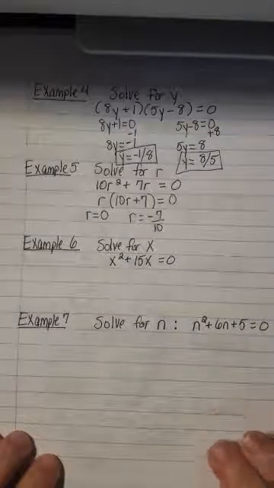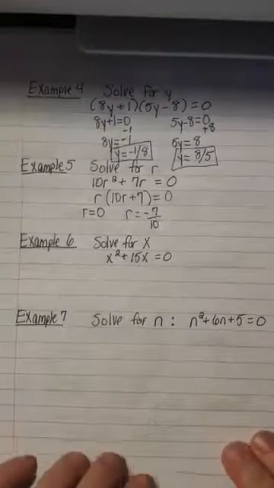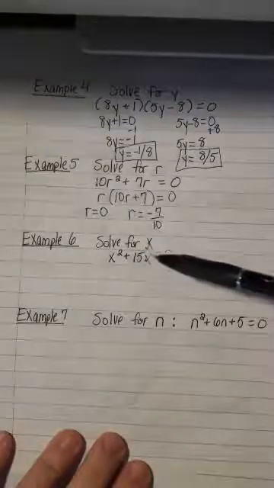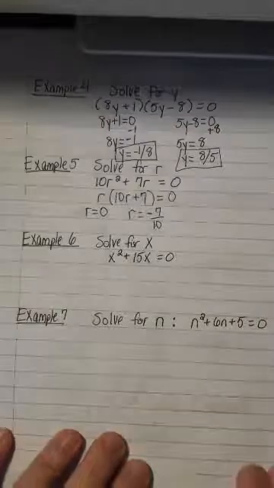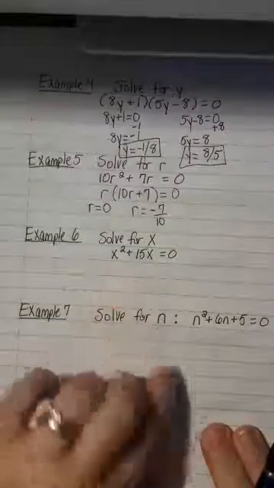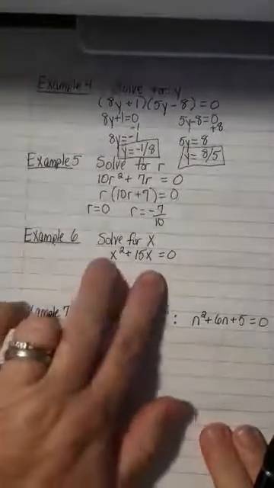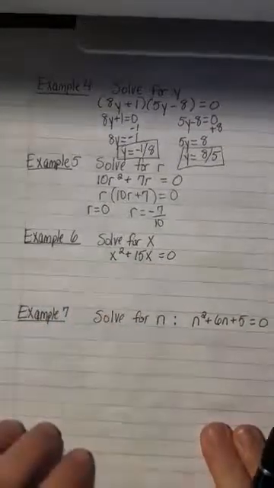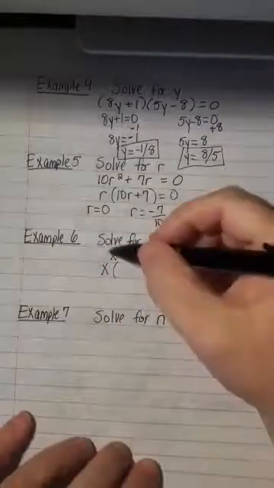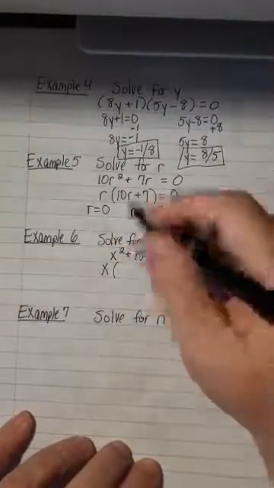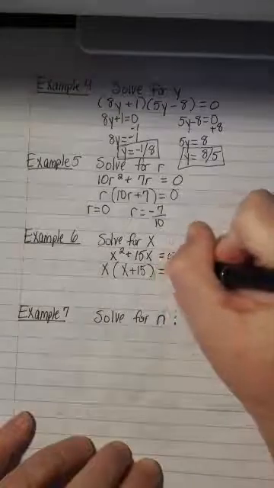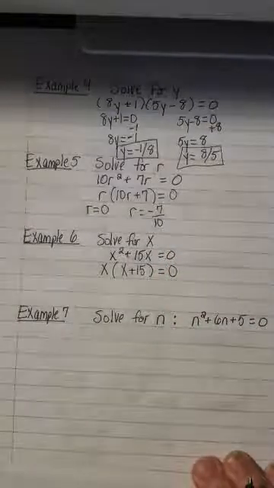Example 6. Again, we're going to solve for x. So our problem is x squared plus 15x equals 0. Now think about that for a minute. We have to factor it first because it's not in factored form. Look at your two terms. See if there's a GCF. There is a GCF. It's x. So we're going to pull x out front. And when you pull an x out of each one of these, by division, you're left with x plus 15 equals 0. So we factored it.